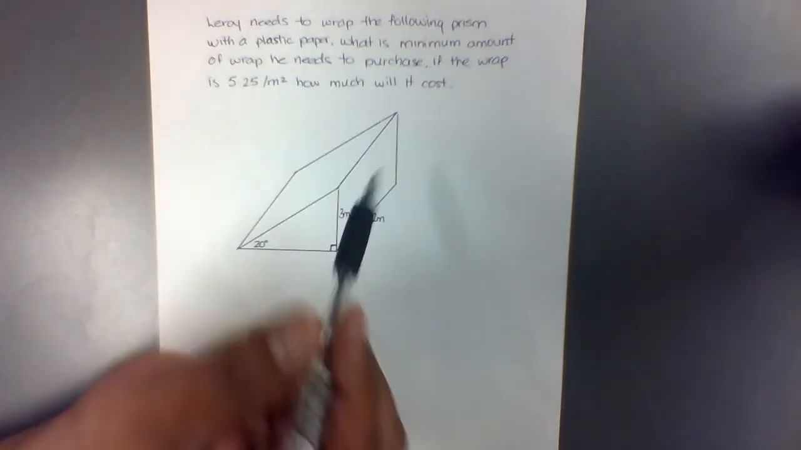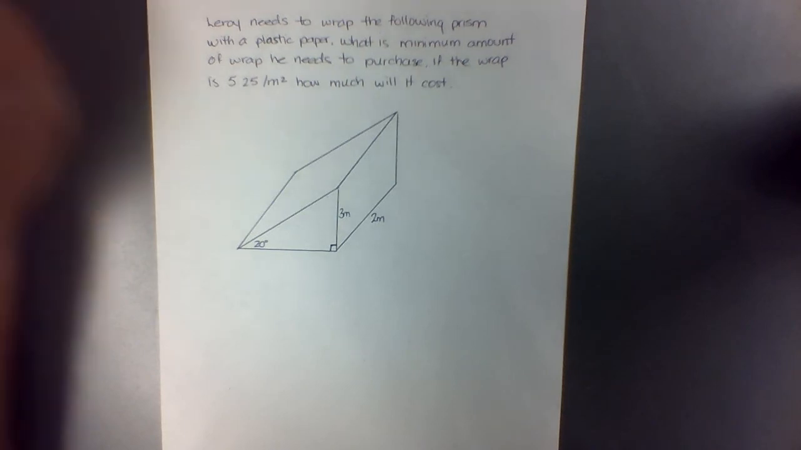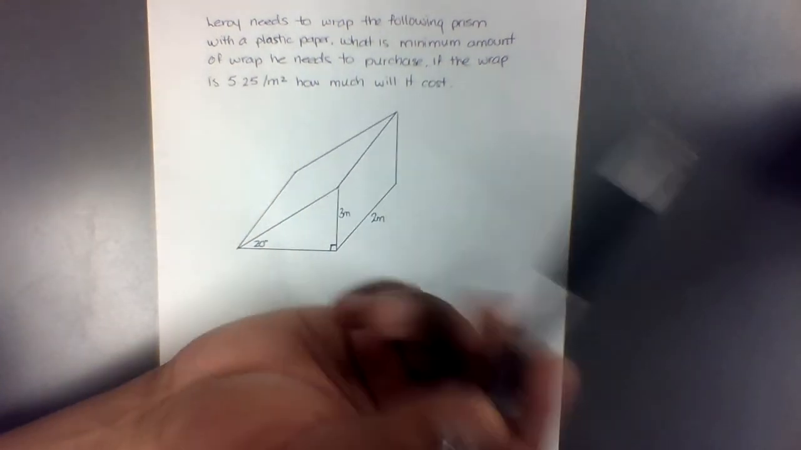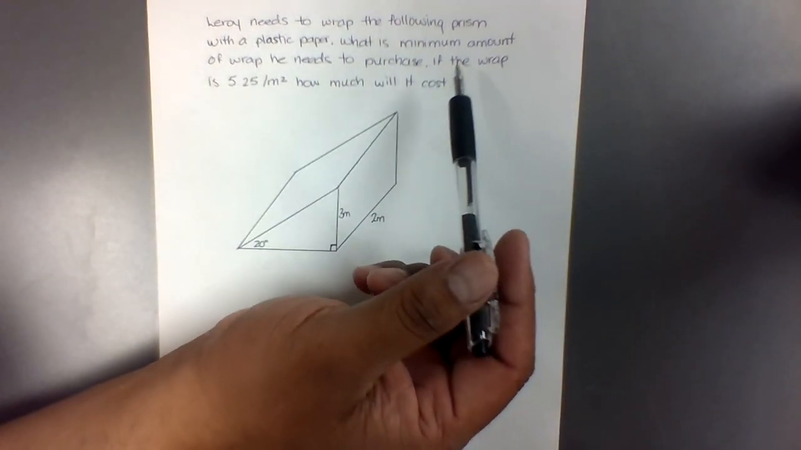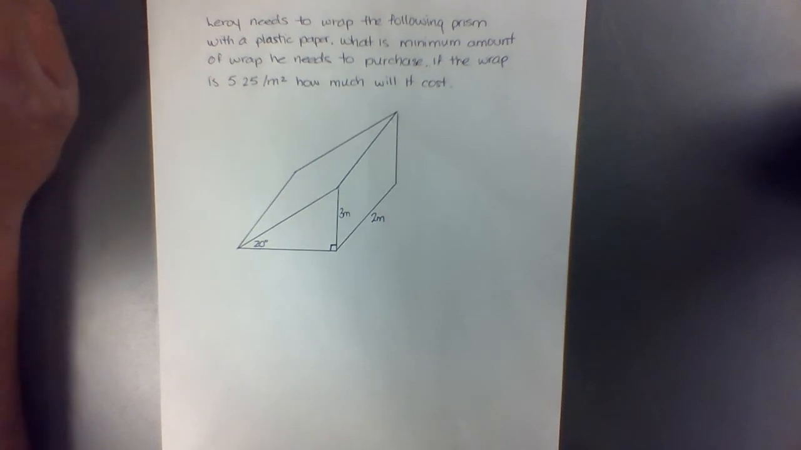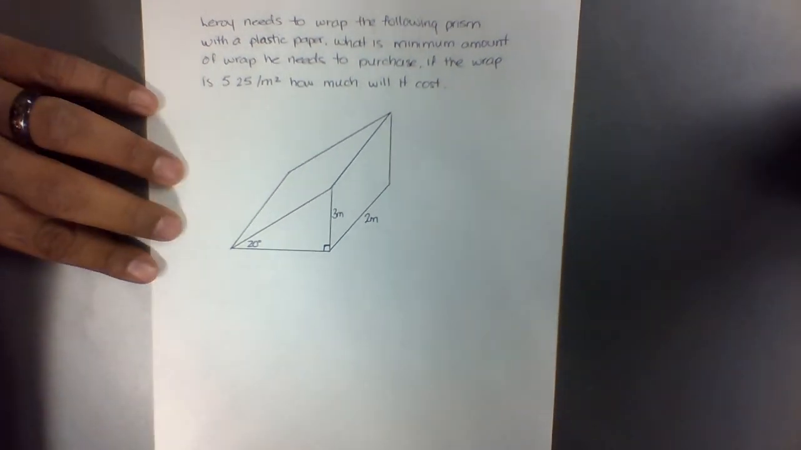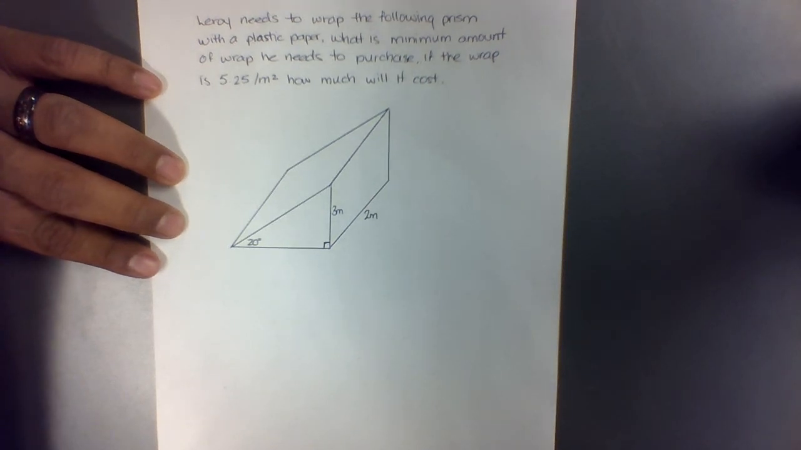So Leroy needs to wrap the following prism with a plastic paper. What is the minimum amount of wrap he needs? That's our surface area. And if the wrap was that, how much does it cost? And that's going to lead into our next unit of finance and money. So first, what we got to do is figure out the surface area.